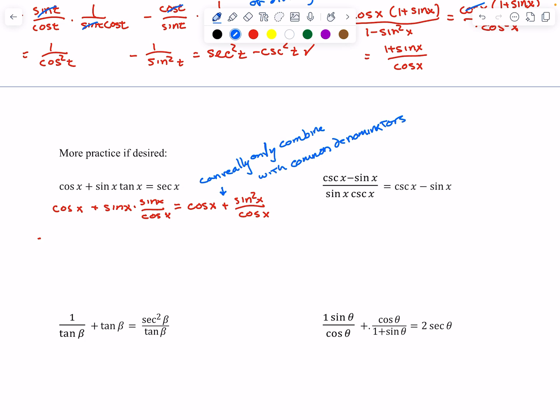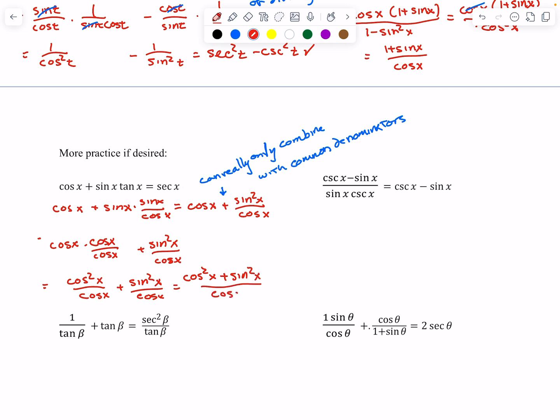I'm going to multiply the first term by cosine over cosine. Tan cosine squared plus sine squared is 1. Yay. Okay.